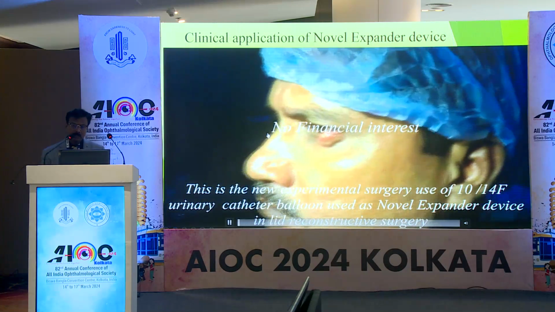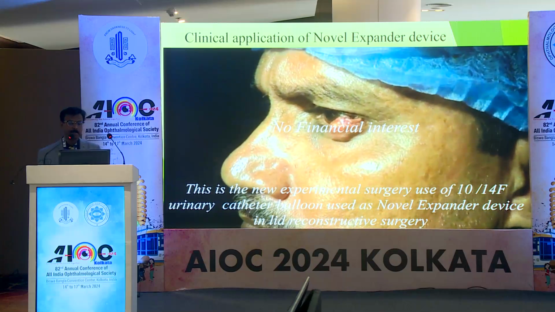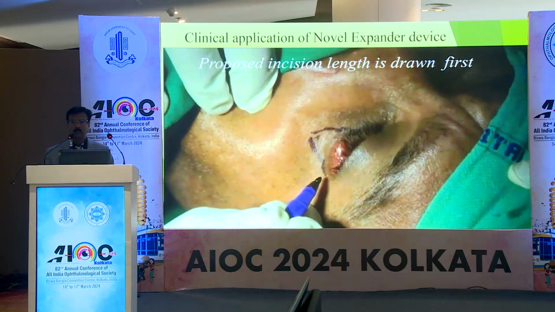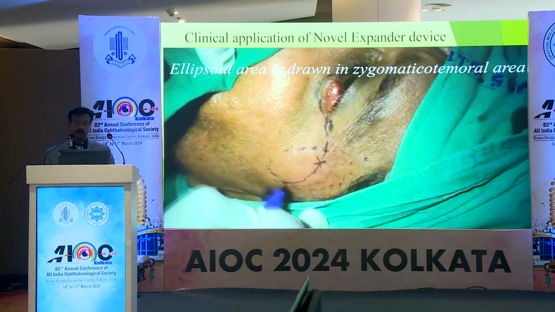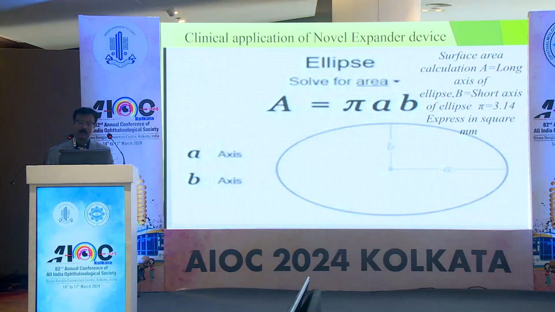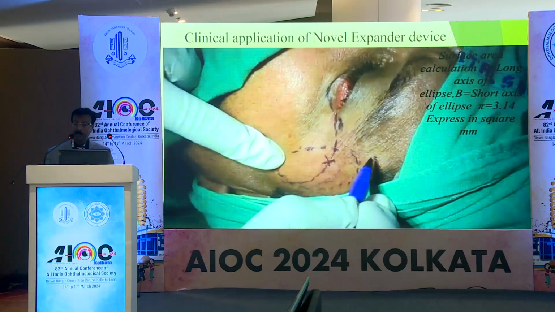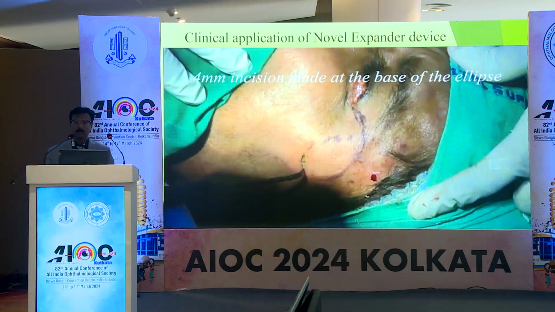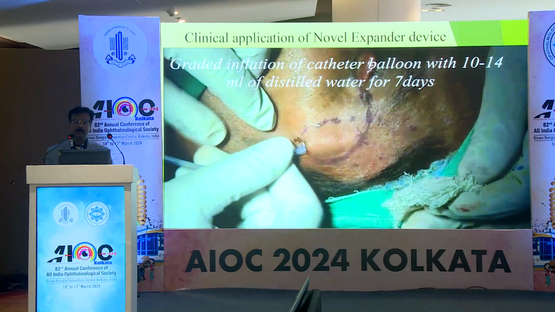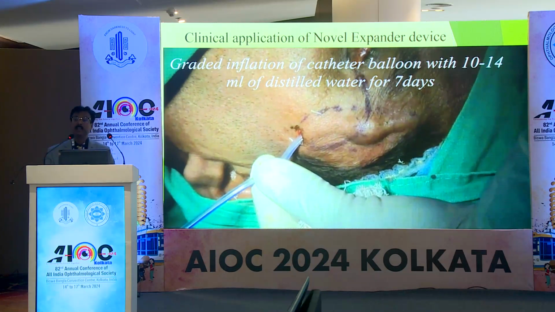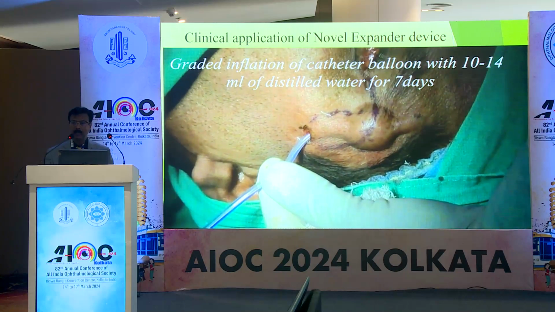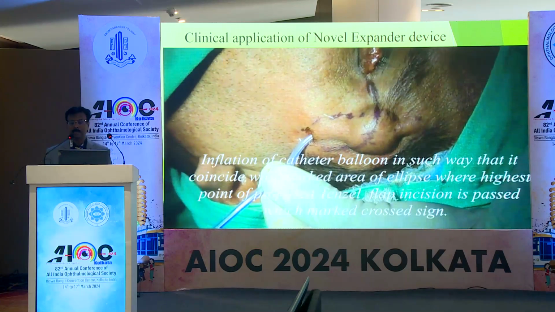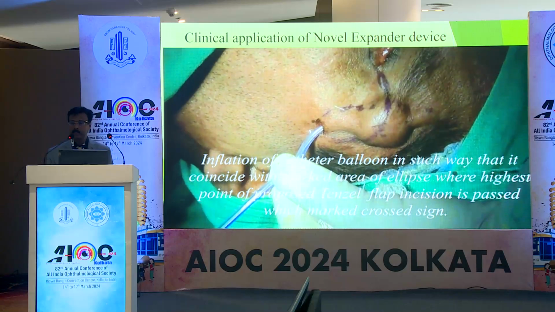Now, this is our first experimental surgery. We don't know what the result will be. The proposed incision at the tangent is first done, then an ellipse is created and marked, with its long axis and short axis. Now, single axis dissection is done, and the balloon is expanded. The graded balloon is expanded for 7 days. On the 8th day, we deflate the balloon.